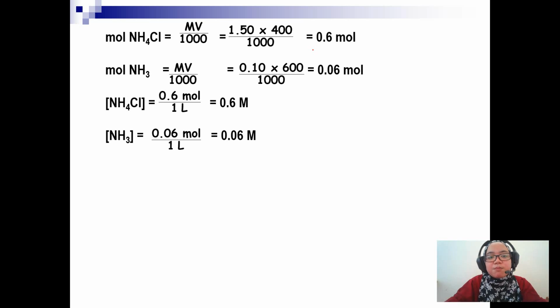Sebab volume dia bagi tu bukan total volume buffer solution. Volume yang dia bagi tu, concentration dia bagi tu bukan concentration bagi volume keseluruhan total buffer solution. Volume yang dibagi tadi tu hanya untuk that species, that ammonium chloride and that ammonia. So macam dia bukan kepekatan untuk total volume of buffer solution 1000 ml tu. So kita kena cari yang baru.